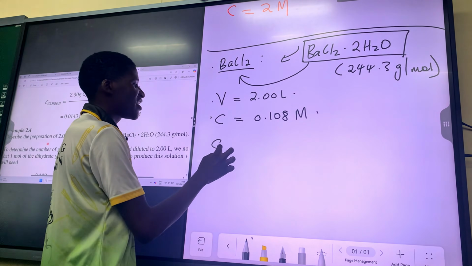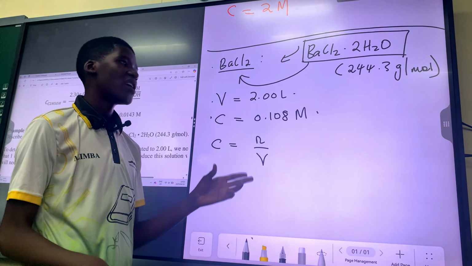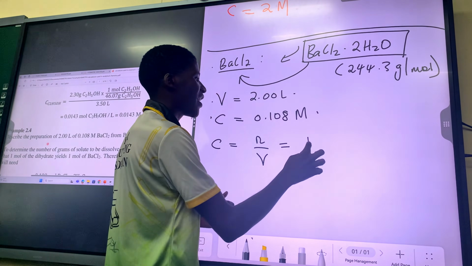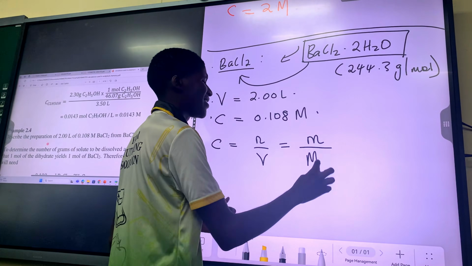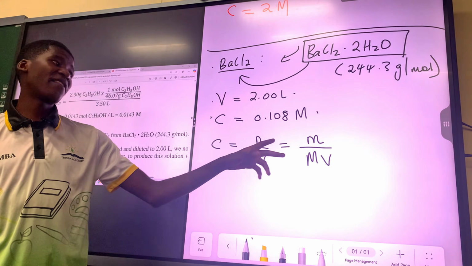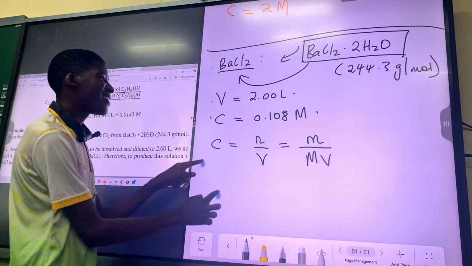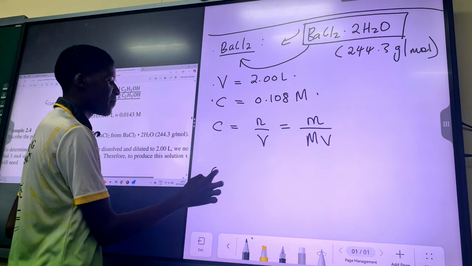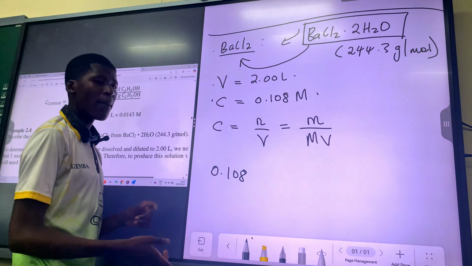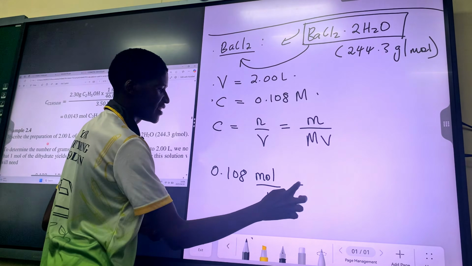So we know concentration is equal to number of moles over the volume. In that case, we can just expand this. It's mass over the molar mass times volume. It's allowed, because the number of moles is mass over molar mass. So this is mass over molar mass times volume. So our concentration that we want to prepare is 0.108 molar. Molar just means mole per liter. You write it as mole per liter.